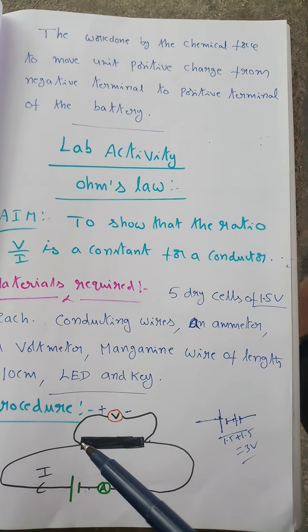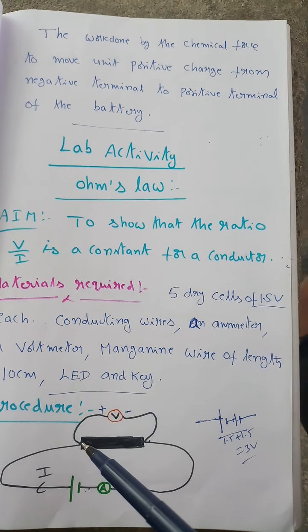R is equal to V by I. The obstruction offered by a material to the flow of electrons through it is called its resistance. So here the resistance of the manganese wire is R equals V by I. Later I will explain very clearly what is meant by resistance.